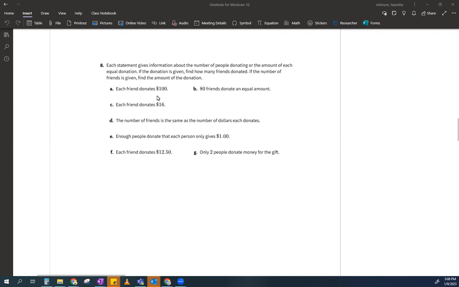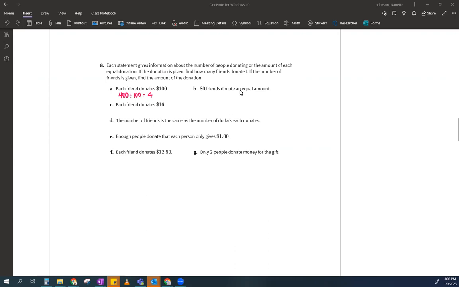So let's go back to A really quick, just so that we have some practice, because jumping into D is a little bit difficult. So if it's $400 and each friend donates $100, how many friends would you need? Yeah. So this is just 400 divided by 100 equals 4. Very good. Right.